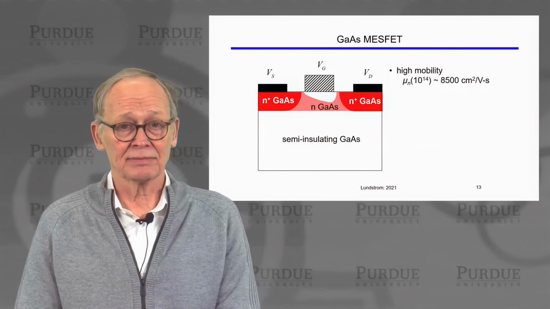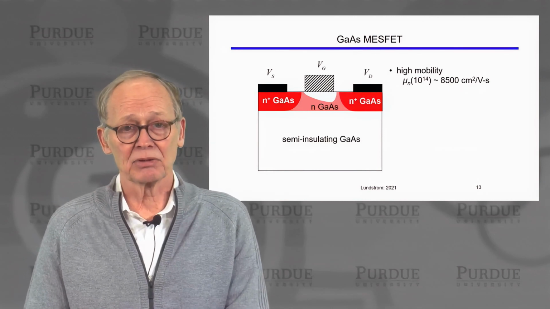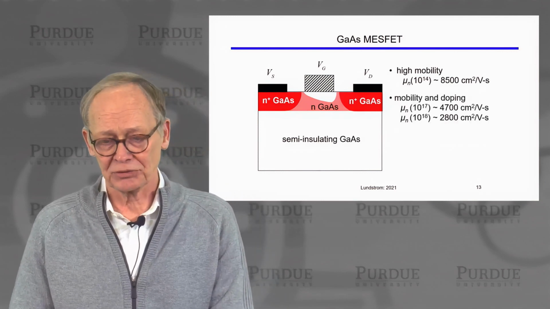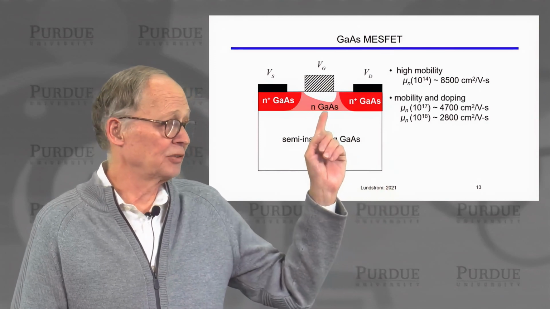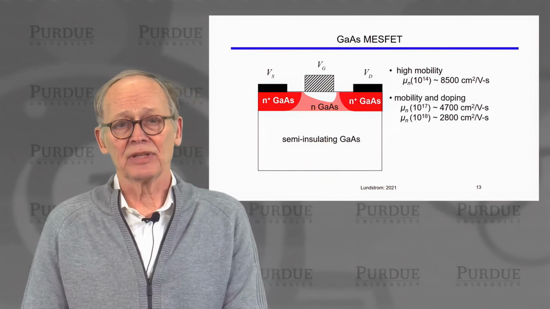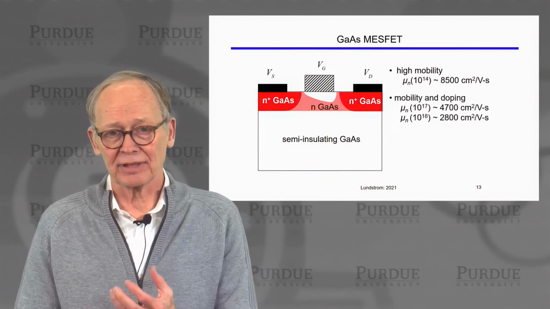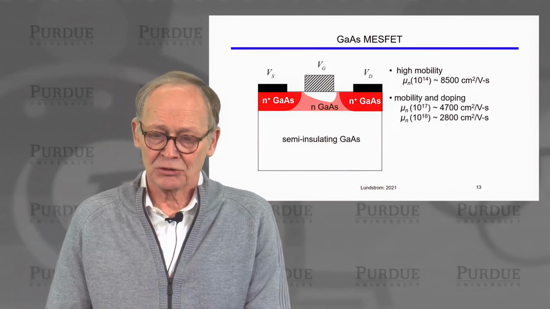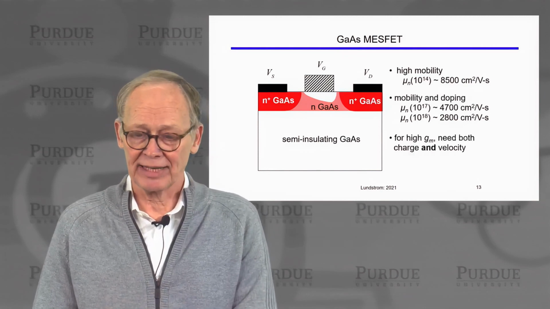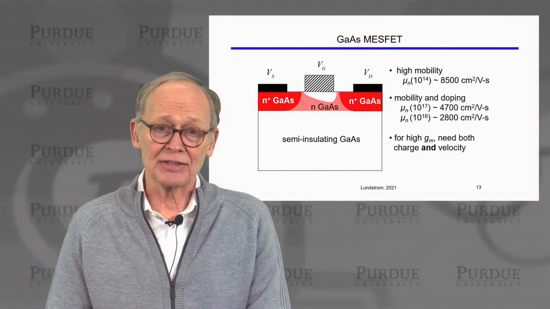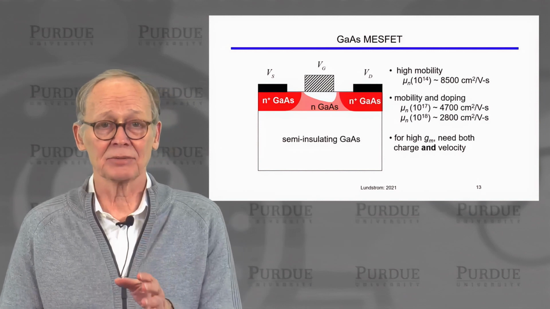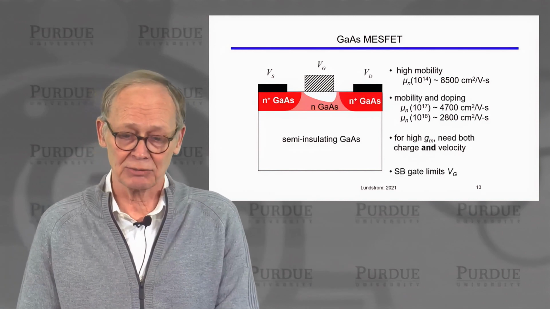Now, pure, lightly doped gallium arsenide has a very high electron mobility, 8,500 centimeters squared per volt second. But to make a device like this, we have to dope the channel, 10 to the 17th or 10 to the 18th, and then we lose the high mobility of that intrinsic gallium arsenide. So it's this modulation doping concept that allows us to get the carriers we need, but to retain the mobility. For high transconductance in RF applications, for example, we need both that charge and the velocity, which means we need a high electron mobility.